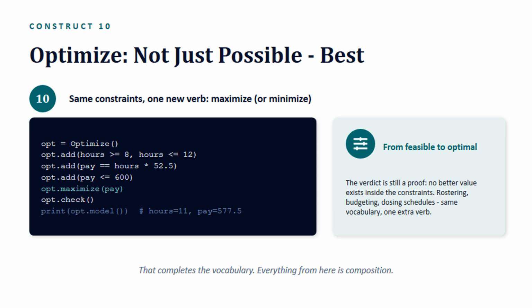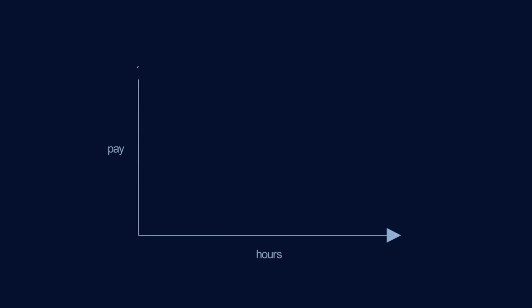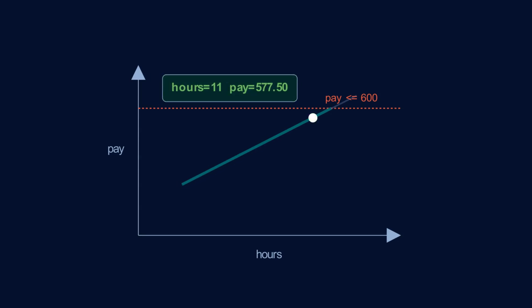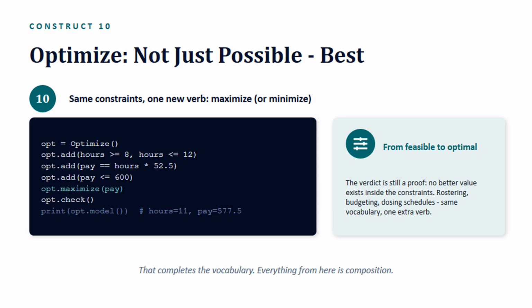Our example: hours between 8 and 12, pay at the loaded weekend rate, a $600 budget cap. Maximize pay. Watch the dial climb. It rises through the feasible region, hits the boundary where the budget bites, and settles: 11 hours, $577.50. And this is the part to savor, that answer is not a good heuristic guess. It is a proof. No assignment inside those constraints pays even 1 cent more.